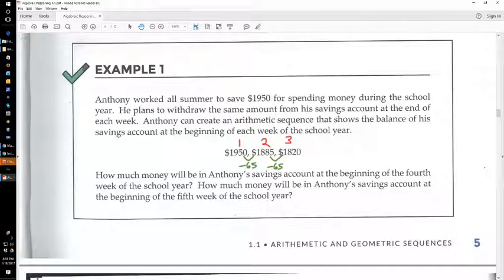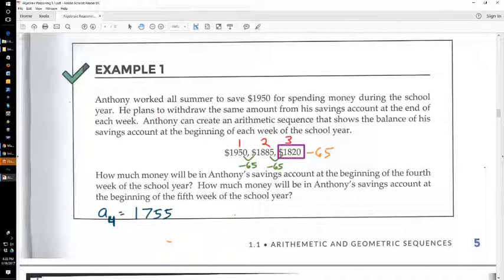So here we go. If I want item number 4, I simply take the one before it, and we're going to apply our pattern. Subtract 65. So 820 minus 65 is 1755. That's how much money he'd have at week 4.